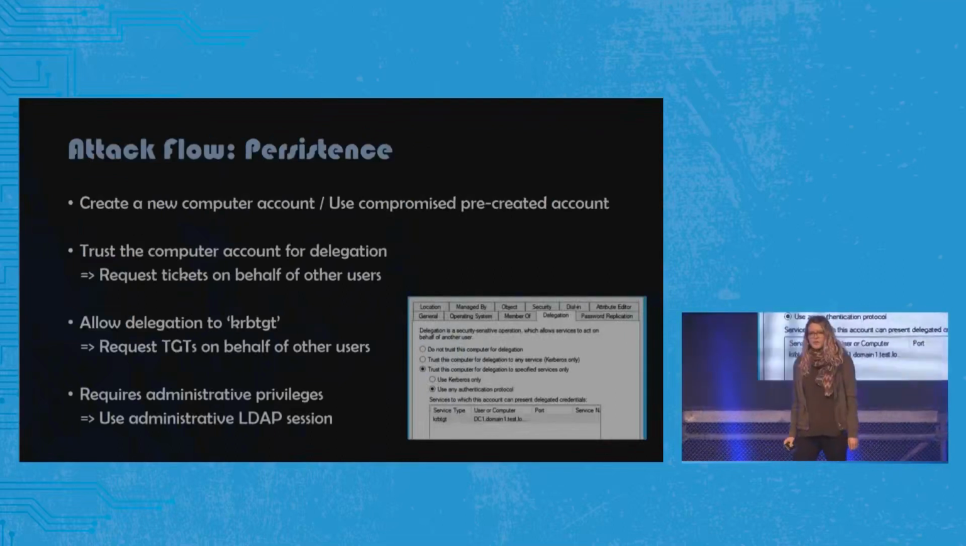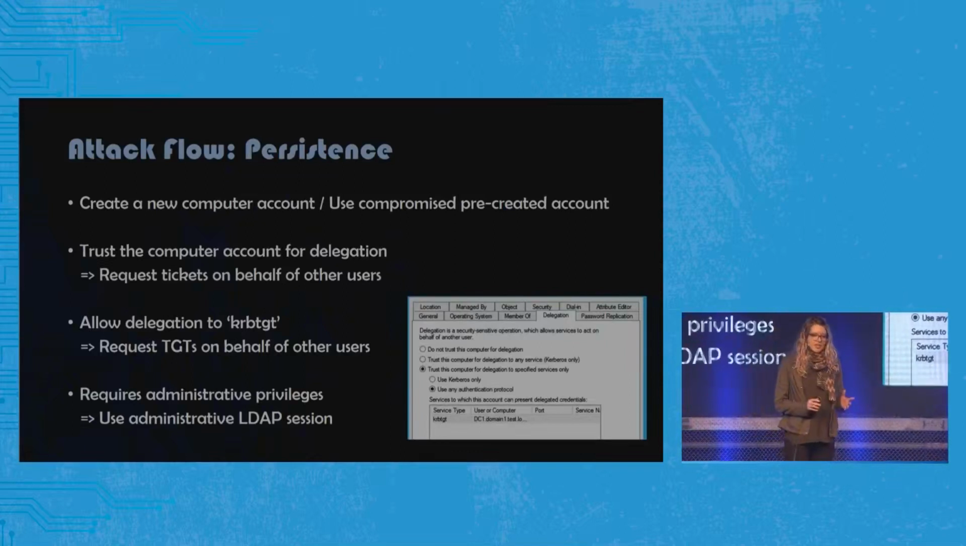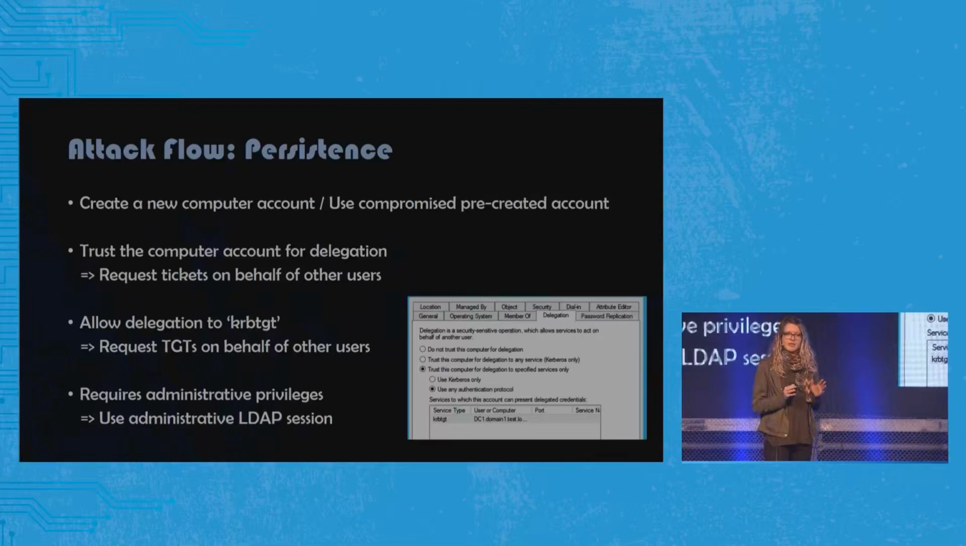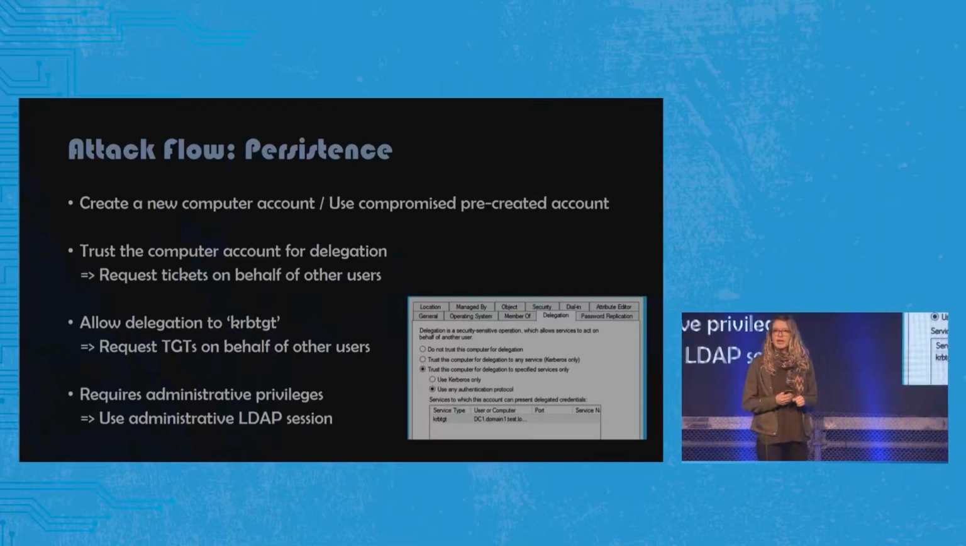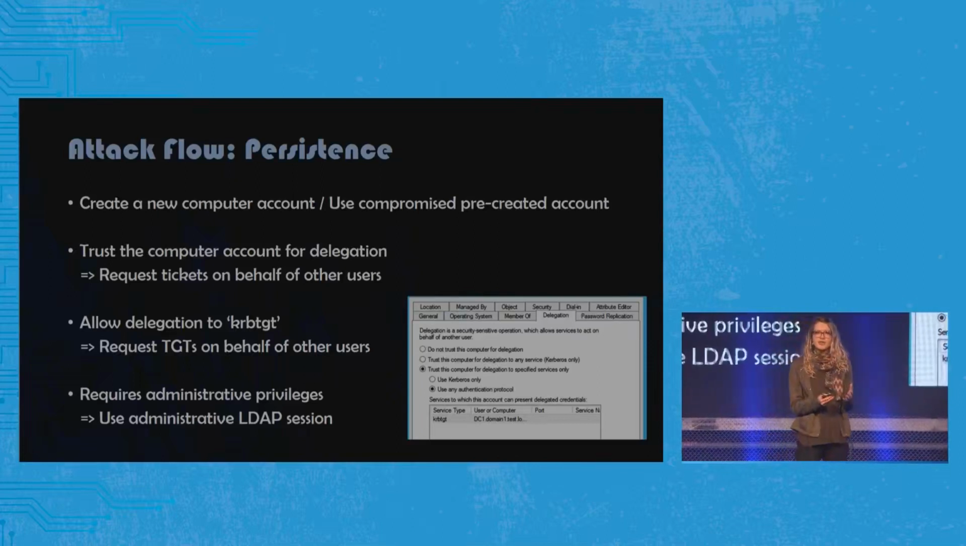All right, so now we're at the persistence phase. So what do attackers have so far? Itai just showed you how we can gain an administrative LDAP session with a domain controller. So this is the first thing that we have. The second thing that we need is the credentials of some computer account in the environment. So we can either use that compromised pre-created account that we found, or if we haven't been able to find any, we simply create a new computer account in Active Directory without joining the corresponding physical machine.